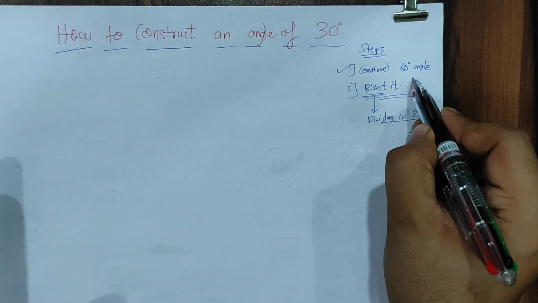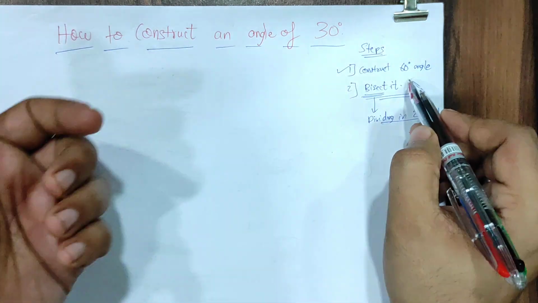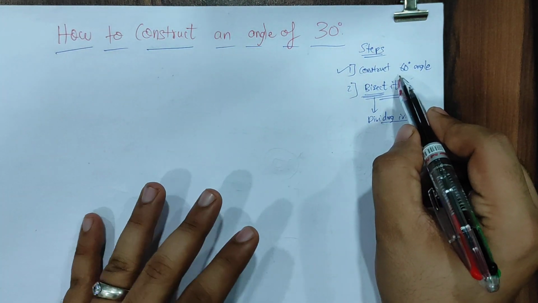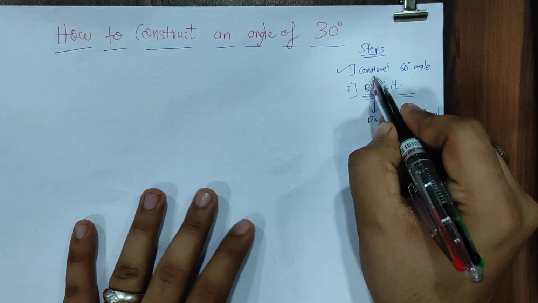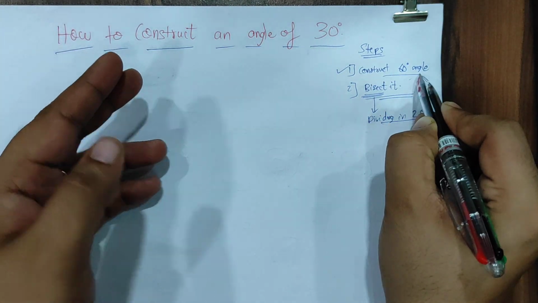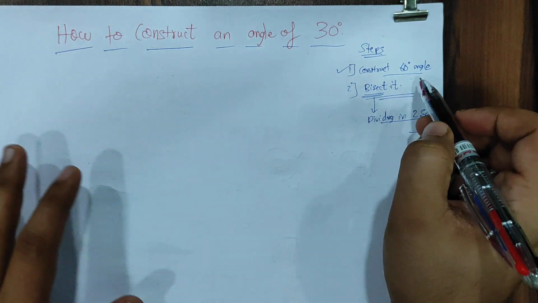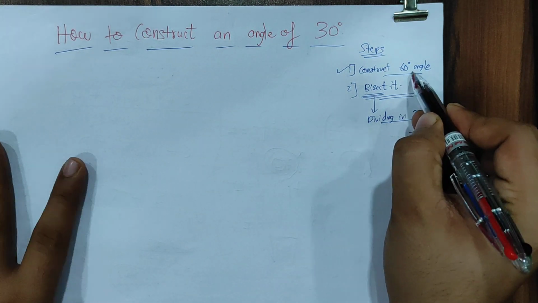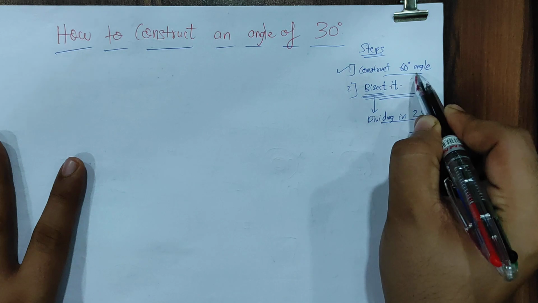How to construct a 60 degree angle? You have to watch my first video. There I have explained step by step how to construct a 60 degree angle, as well as how to draw 2 triangles. I have taken 2 numericals, 2 problems, for construction of a triangle in which 60 degrees is involved.